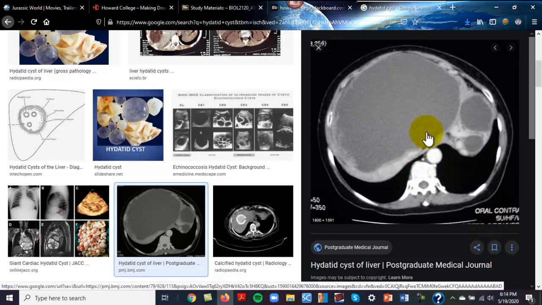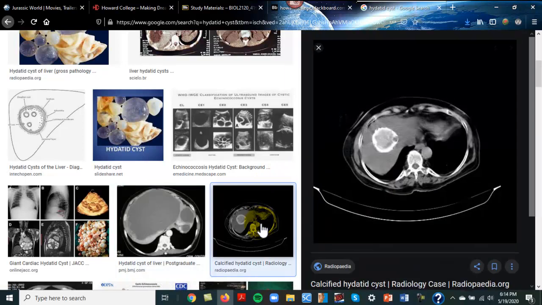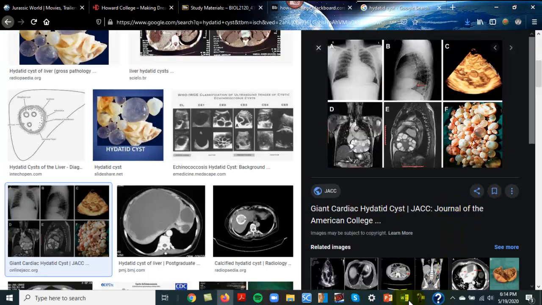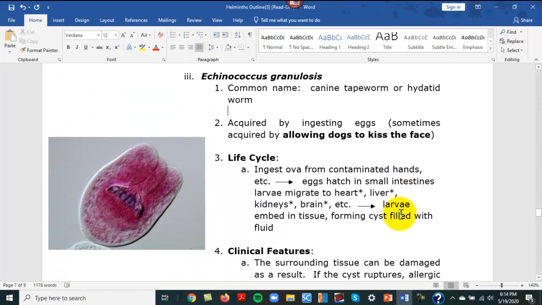Here's somebody's spine, and there's one that's better probably. Good grief. Oh, watch out. I want to click on that. Anyway, they make cysts. If they're in an area where there's no organs, they can get really big. So, acquired eggs, drinking water, eating food, or allowing a dog to kiss somebody's face or hands.